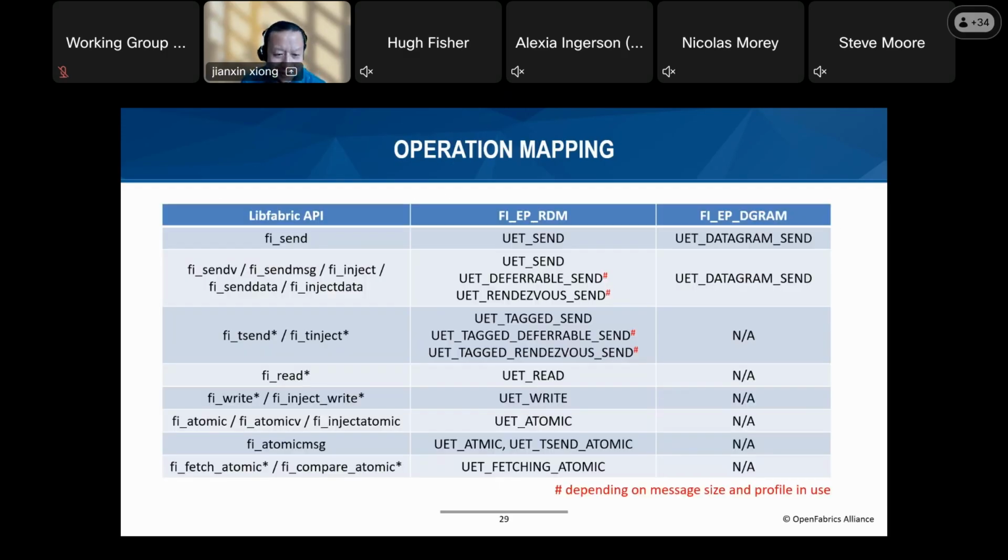And the Libfabric operations mapping to the UET transport is quite straightforward. Just notice that send and tagged send can map to multiple UET operations, depending on the message size and depending on the capability of the transport.